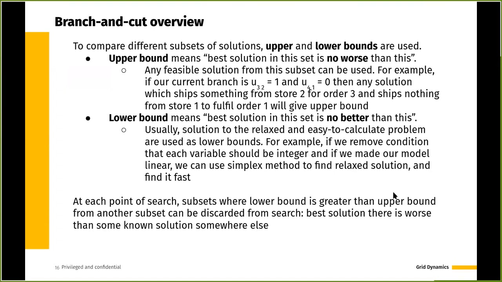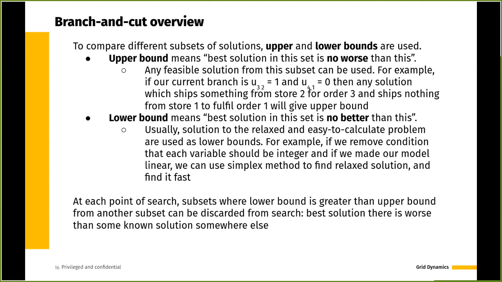So we take our MILP, we remove the constraint on some variables to be integer and allow them to be continuous. Then we apply the simplex method to them and get some value, and this value will be our lower bound, which we can compare with some upper bounds in other subsets. And upper bound effectively states that the best solution in this particular subset is no worse than this value. Upper bounds can be obtained from, for example, just some solution, not the best one, but maybe some good solution.